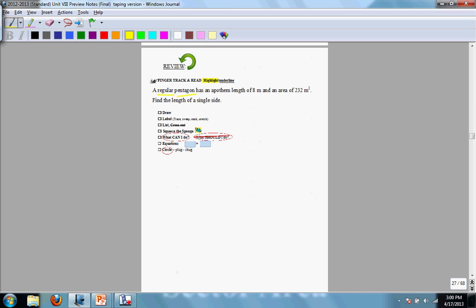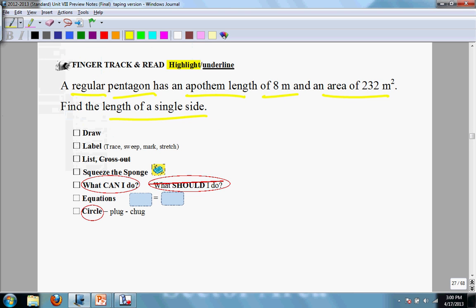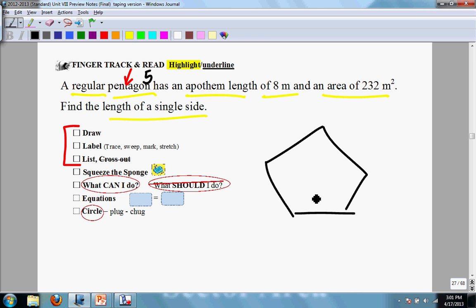Let's do a quick review. A regular pentagon has an apothem length of 8 meters and an area of 232 meters squared. Find the length of a single side. Step number 1, as usual, is to underline or highlight keywords and info. Now we're going to draw, label, list. We have a regular pentagon, so let's draw one. Pent is 5: 1, 2, 3, 4, 5. With an apothem of 8 meters, the apothem goes from the center to the side at the midpoint.